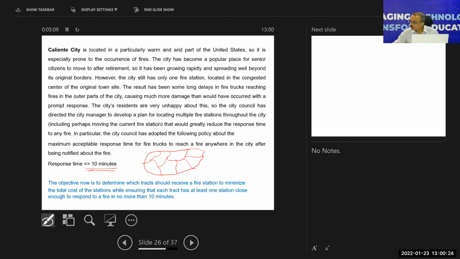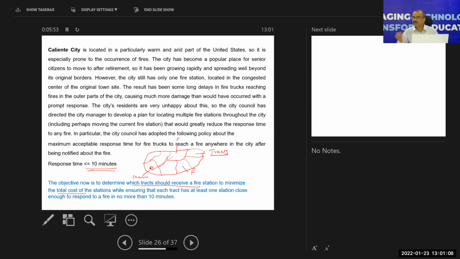And now the objective is to determine which, now these are all, let's say, the tracts in which the city is divided. So the problem here is to determine which tract should receive a fire station. That means in which tract you should locate the fire station so that if any fire occurs in any region, it should be reached in 10 minutes. So how many such fire stations do you need to locate, and in what location will you locate the particular fire station?